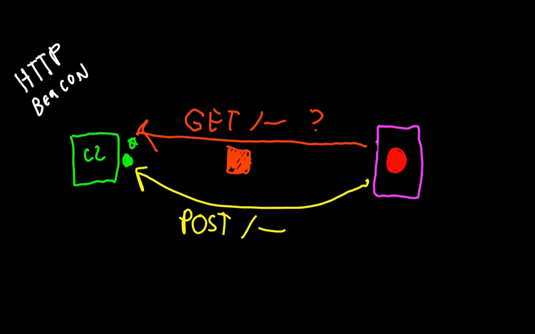And this request will contain an encrypted blob with the output for the tasks that just ran. If there's no output, there's no POST request. But this is what the HTTP beacon is doing underneath the hood.